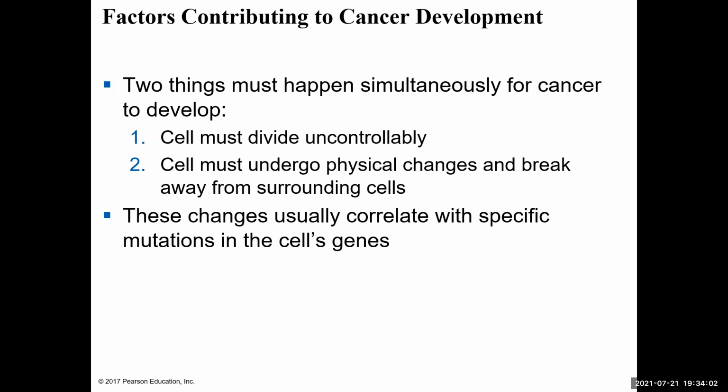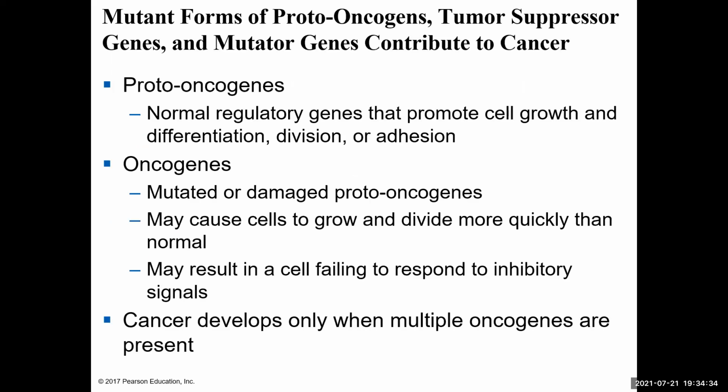Now, in order for cancer to form and develop, so in order for that tumor to begin to develop, two things have to happen at the same time. First is the cell has to divide uncontrollably. And second, the cell has to undergo physical changes and break away from the surrounding cells, and so basically become more different. And these changes usually correlate with certain mutations in the cell's genes. And if you look at those mutations, right, they usually are associated with a couple of things. We'll give some examples of those in a second.